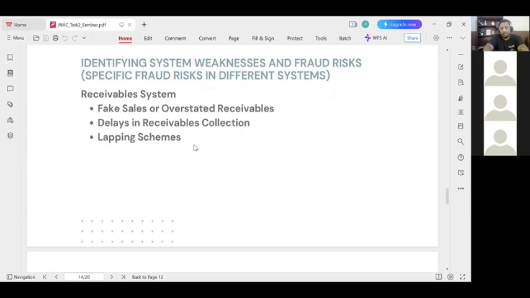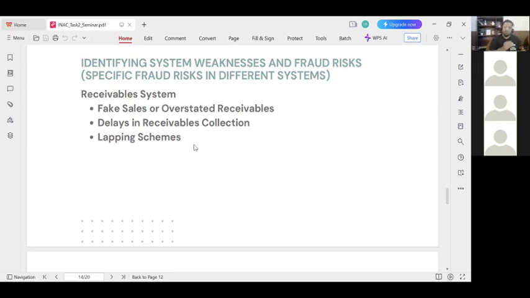We have the receivable system. Who is a receivable? The person you have to receive an amount from, and that's definitely your customer. So you made a sale to an individual, and they said, we're going to pay you back after 45 days. So you say, all right, take the credit, and you give them the credit for 45 days. So these are your receivables.